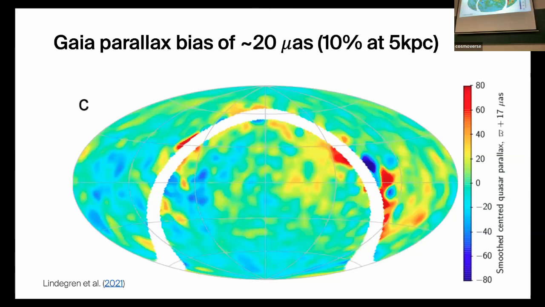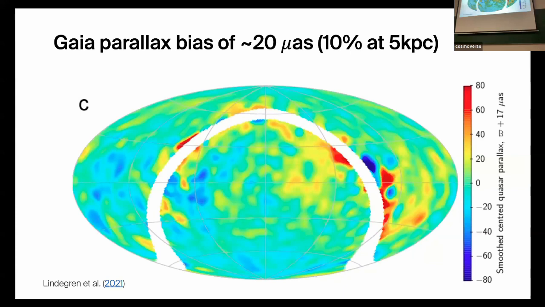Unfortunately, I have to start out with a little bit of a downer. We have systematics in Gaia that are known that are at the level of about 20 microarcseconds, which is about a 10% error at 5 kiloparsec distances. So we're inside the Milky Way, we're measuring individual star parallaxes, and we have a systematic error that is larger than what we would want.